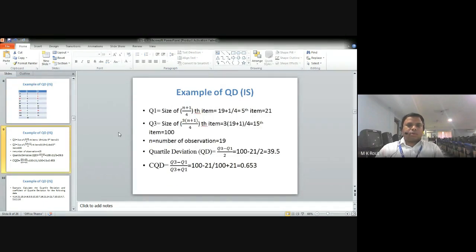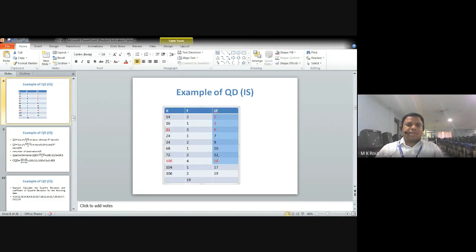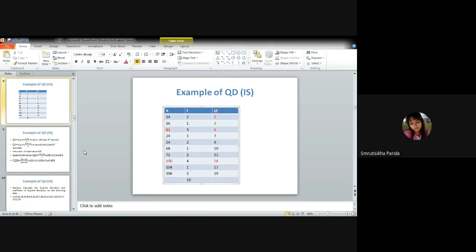Similarly, if you calculate Q3, as per the formula, the size of 3 into n plus 1 divided by 4th item, that means 3 into 19 plus 1, that is 20, 20 into 3, that is 60, 60 divided by 4, that is 15. The 15 is lying between 2 to 16. That 16 is directly referred to the X table in the form of 100. In that case, Q3 equals your 100. Is it clear to all?